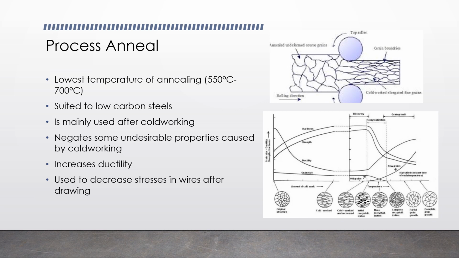When a cold worked material is process annealed, it goes through the first two phases, recovery and recrystallization. In the recovery phase, the stresses of the cold worked grains are relieved, and in the recrystallization phase, new unstressed grains start to nucleate and form.